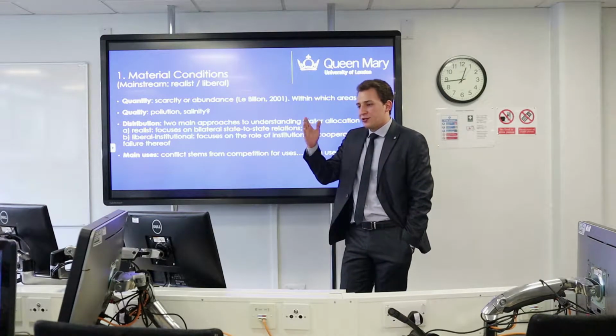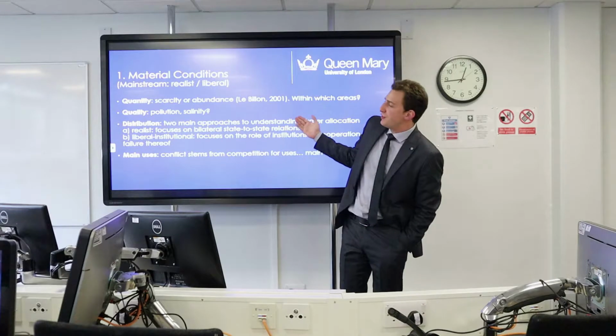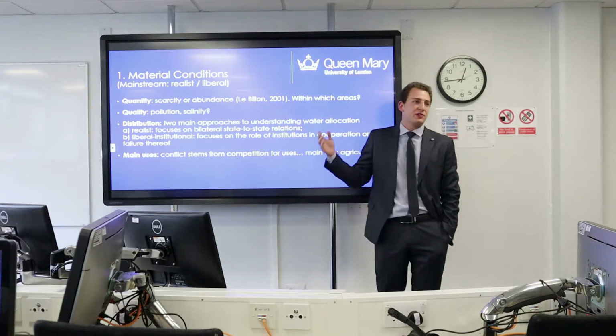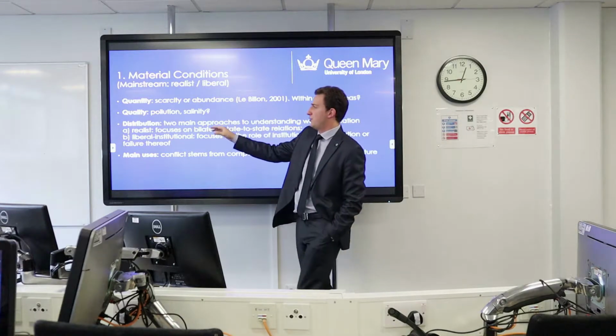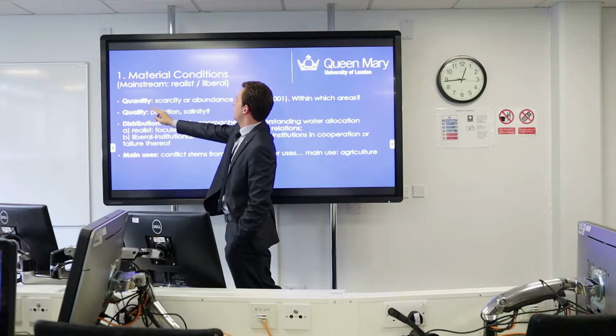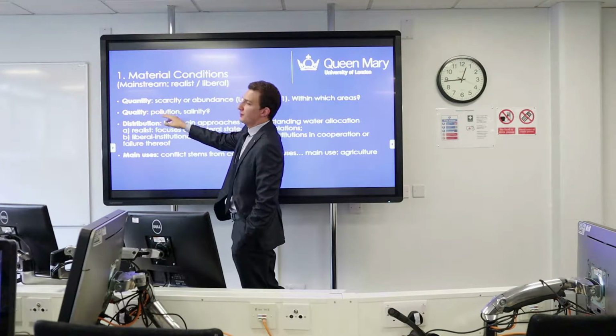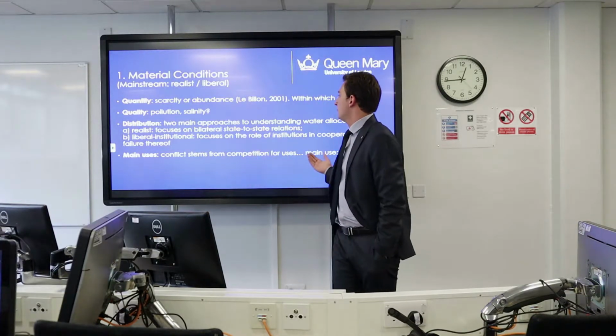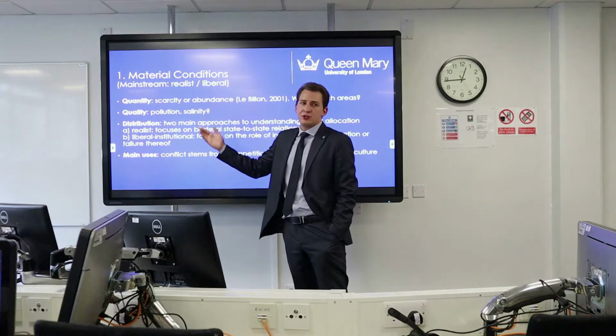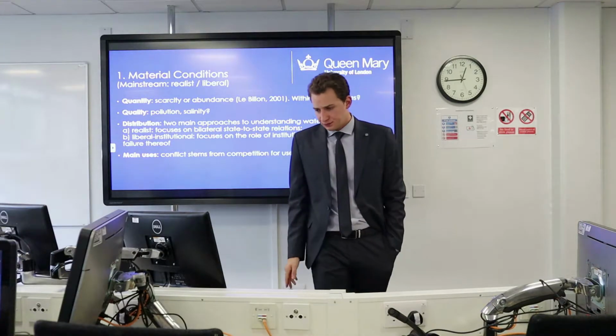So scarcity or abundance, and also within which areas. Quantity and space are key in terms of material conditions. The second question is the quality of water. Is water polluted or is it getting polluted? What about salinity of water, is it fresh or is it ocean water? The third part of material conditions is distribution.